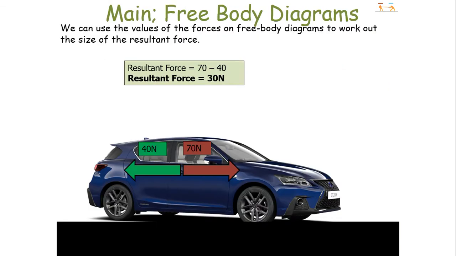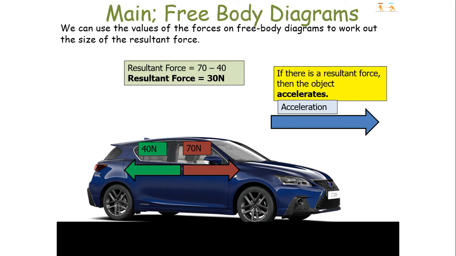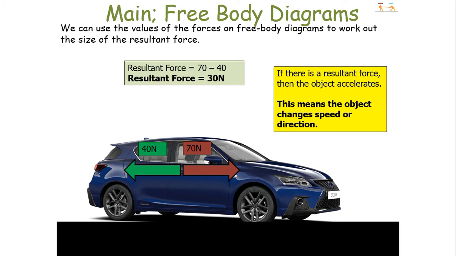So in this example, we can actually put values on there. So if it's 70 newtons forward and 40 newtons backward, the resultant force is 30 newtons forward. So this can only be done if they're in the same plane as each other, either horizontal or vertical. Now we say 40 is minus 40 because it's going backwards. It's the opposite direction. Now if there's a resultant force, the object accelerates, and it accelerates in the same direction as the resultant force. And to accelerate means to either change speed or change direction.